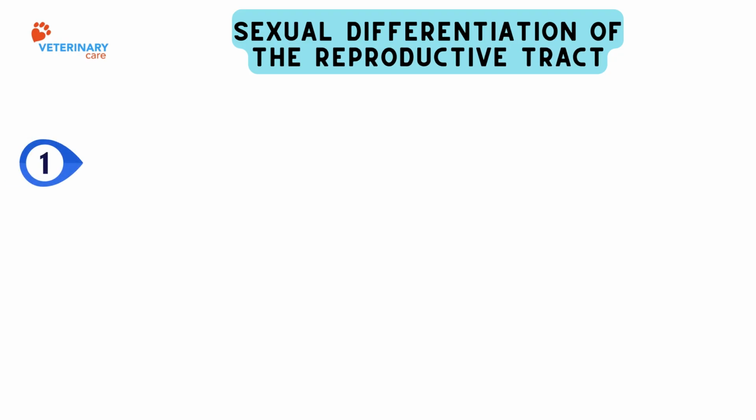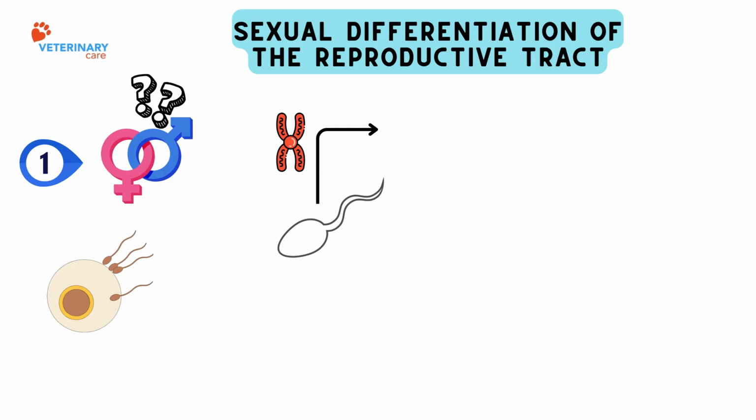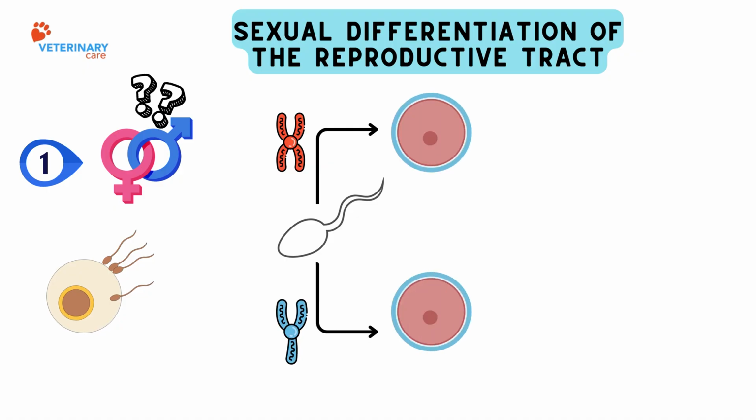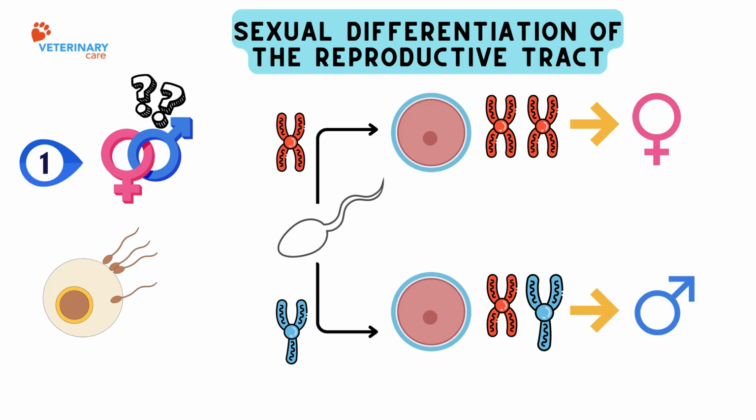The first step in sex determination occurs at fertilization. The sperm contributes either an X or a Y chromosome to the egg, which already contains an X chromosome. If the sperm carries an X chromosome, the resulting zygote will be female, while if it carries a Y chromosome, the zygote will be male. Therefore, the sex of an individual is determined by the sperm.